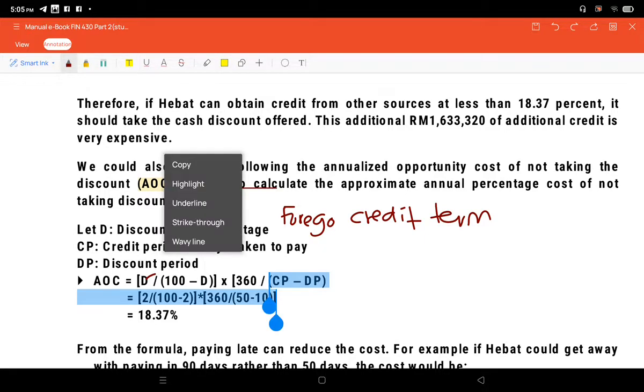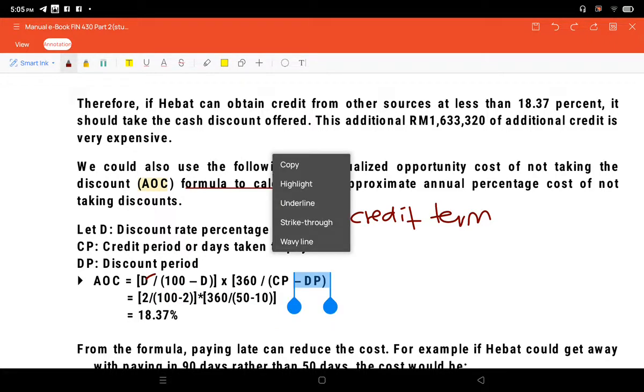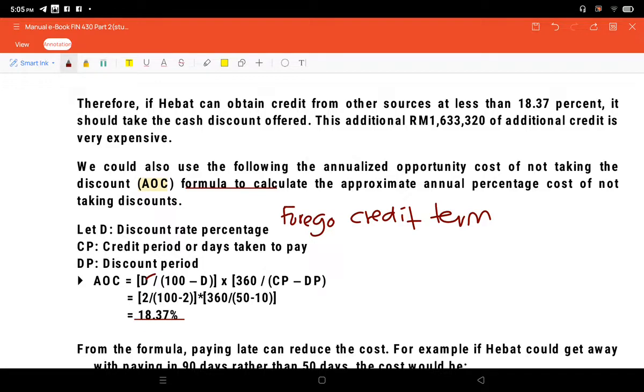CP is for credit period dan DP is for discount period. Okay, so you akan dapatlah how much is the cost of letting go the credit term, which is in this case, if 2/10 net 50 tadi, so dia akan dapat 18.37. Untuk 360 ni kekal dalam formula ni, kekal unless memang soalan tu required 365 days baru you tukar, tapi normally no lah, biasanya kita hanya for this one memang 360 sahaja.